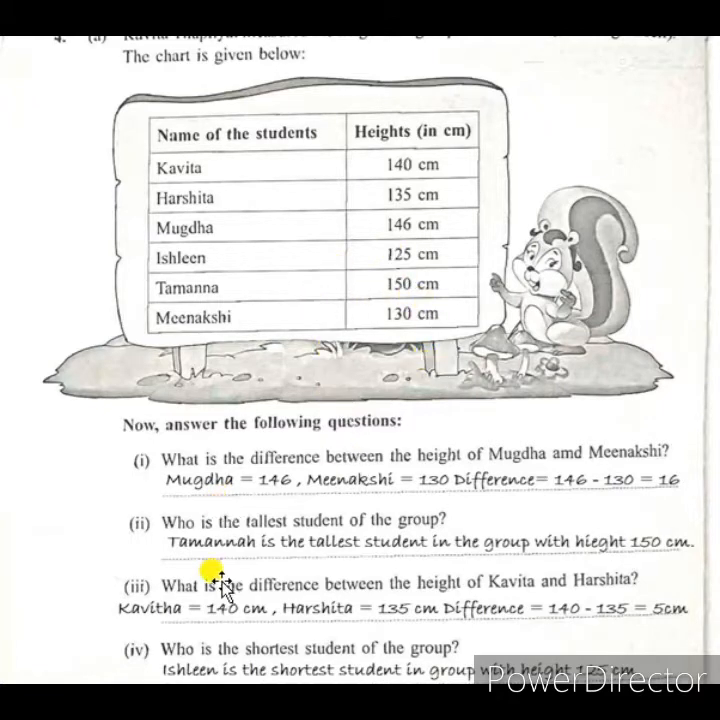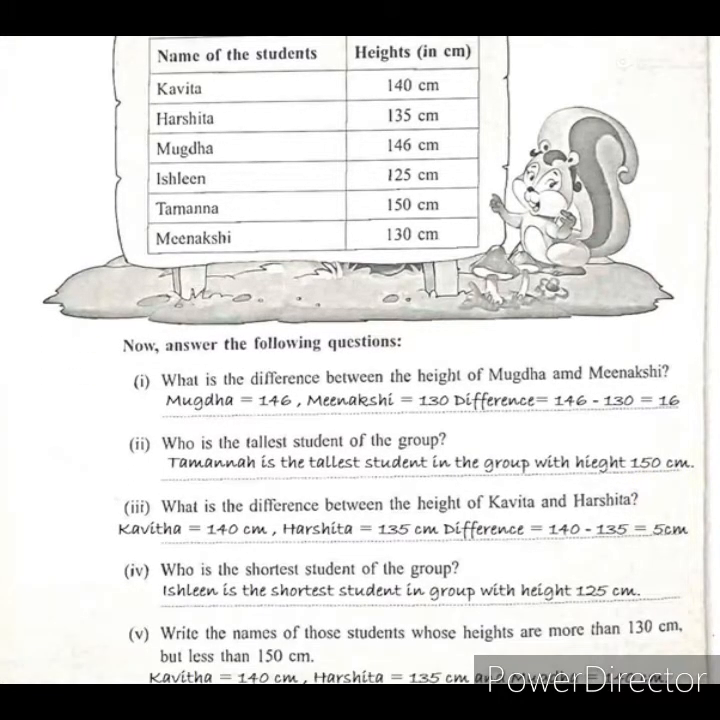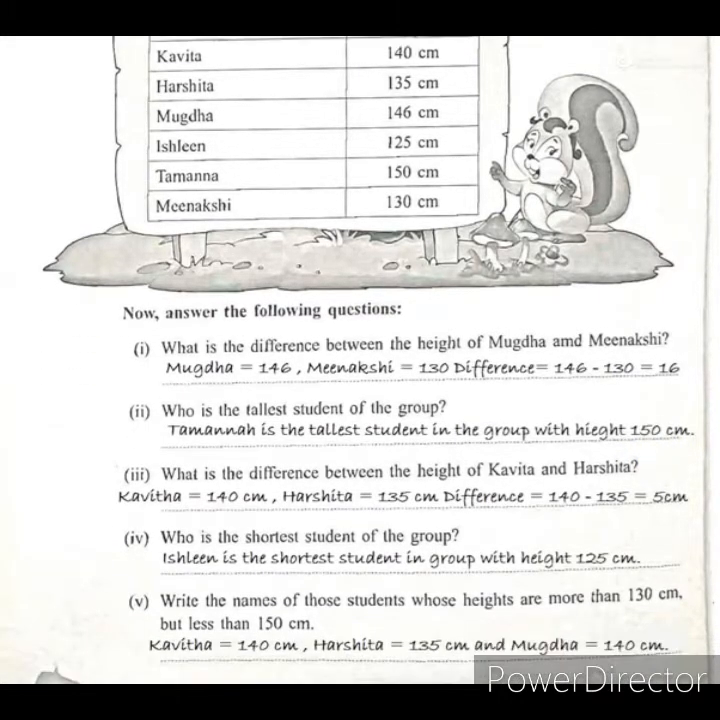So who is the tallest student of the group? Tamanna is the tallest student of this group. You have to write the answer: Tamanna is the tallest student in the group with height 150 centimeter. Now in the same way we will move to the third question on this page.